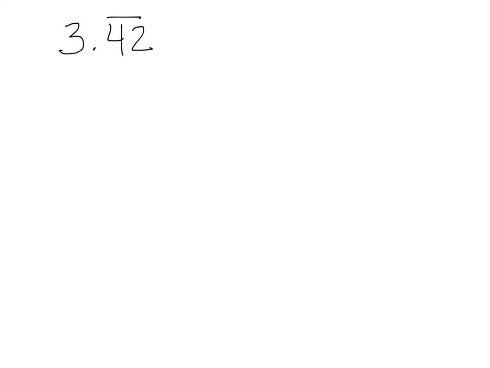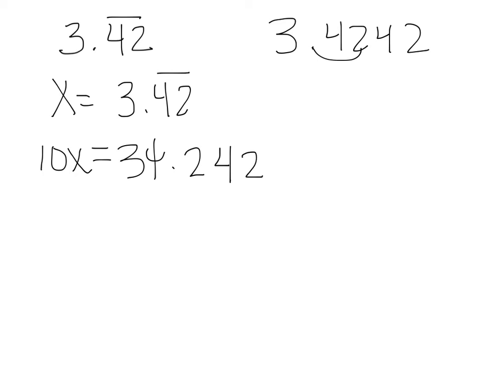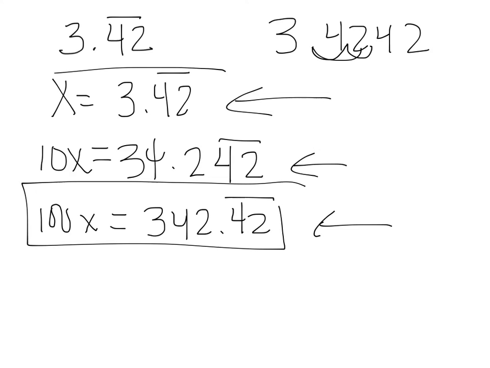Here we go, 3.42 repeating. So x equals 3.42 repeating. Okay, so that's 3.424242. Let's multiply by 10. If we do that, we'll have 34.242, and the repeating starts right there. So these two are not the same to the right of the decimal. So let's multiply by 100. Now we'll have 342.42 repeating.